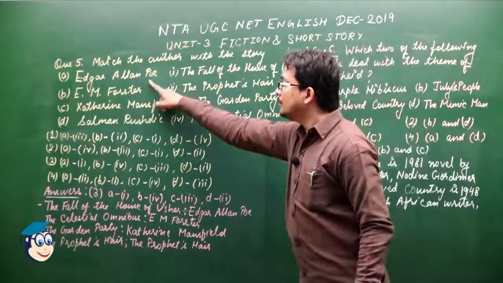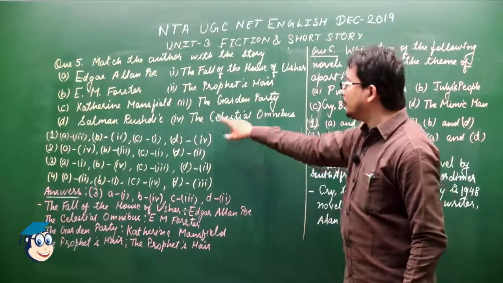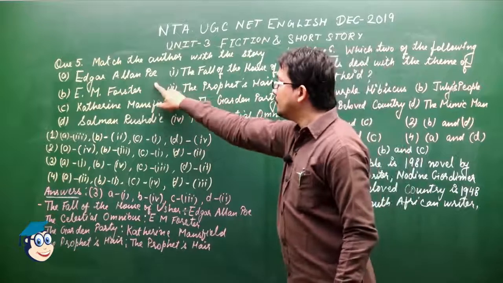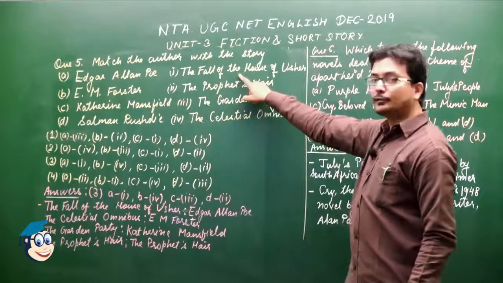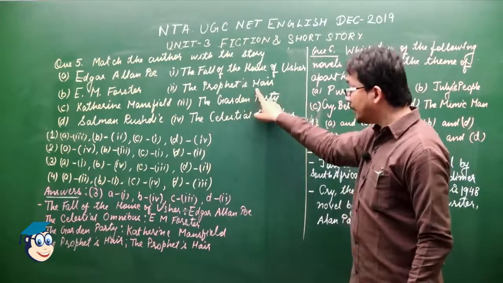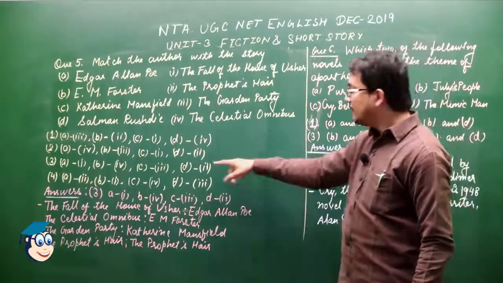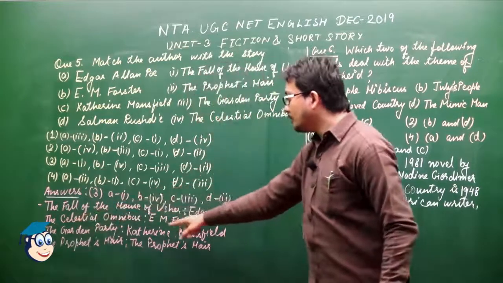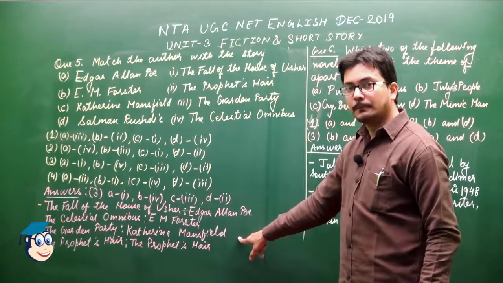Here, we have been given 4 authors, and along with that, their short stories that are to be matched according to the quotes given here: Edgar Allan Poe, E.M. Forster, Katherine Mansfield, and the fourth one is Salman Rushdie. The 4 stories given here are The Fall of the House of Usher, The Prophet's Hair, The Garden Party, and the fourth one is The Celestial Omnibus. In the options, the third answer is the correct one, because these stories have been given in accordance with their writers.